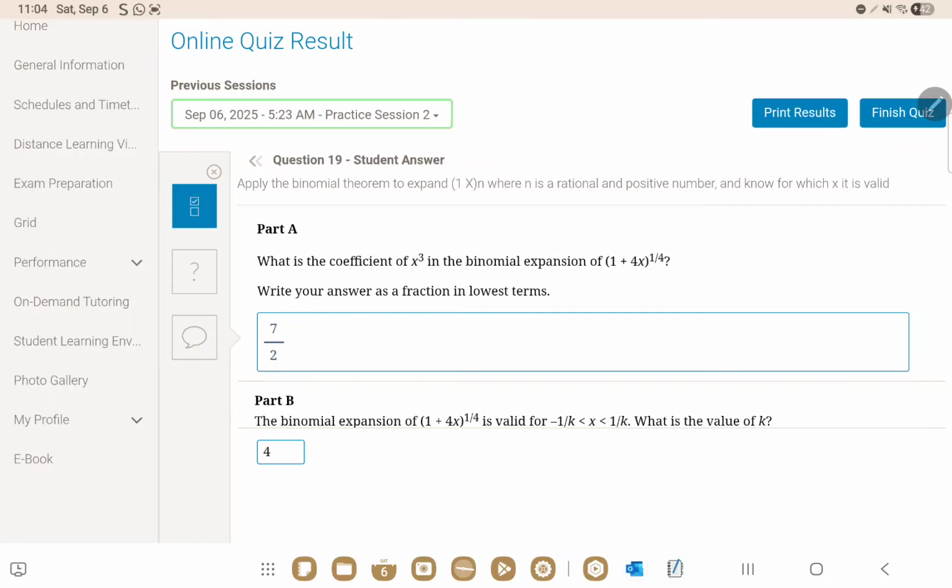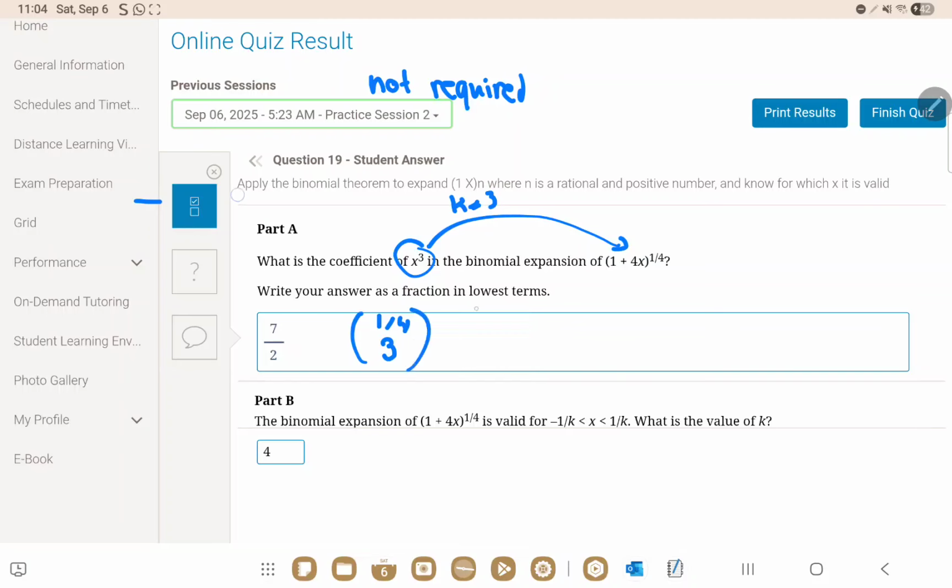Yes, it is not required. And yeah, so what is the coefficient of x cubed in this binomial expansion? Write your answer as a fraction in lowest terms. So we know our answer is going to be a fraction. You just do the same as we've been doing for every single one of these. If the coefficient is x cubed, then our k equals 3. So we're going to solve 1 over 4 for k equals 3 of 4x to the power of 3.